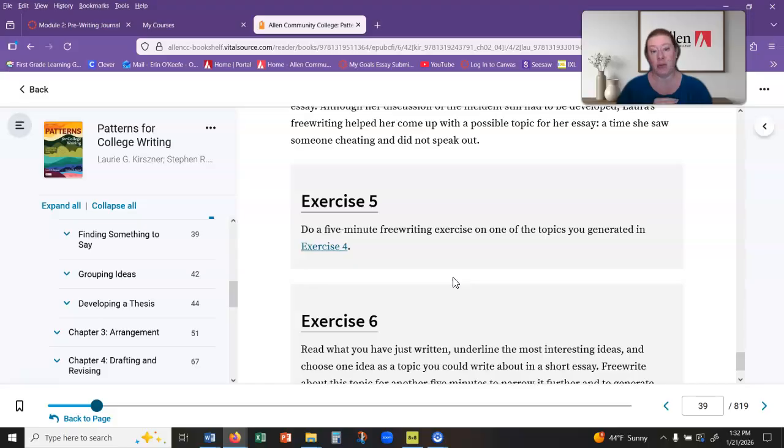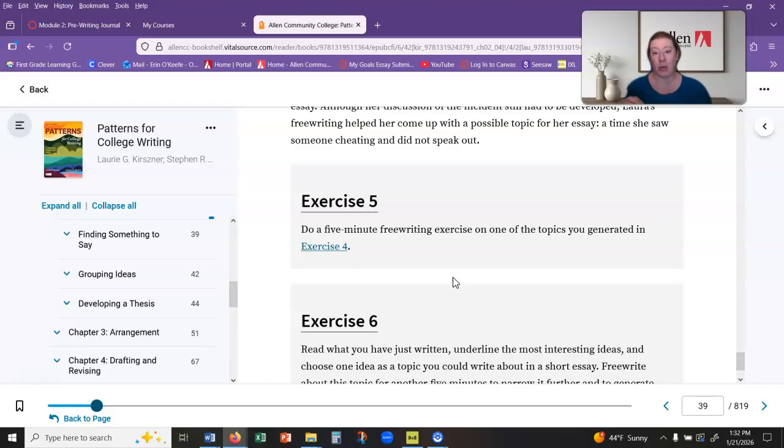Anything that comes to mind when you think of one of the topics that you put in exercise 4, or the questions that you came up with for exercise 4 for that topic, you're just going to write about as many things as you can think of within that 5 minutes.